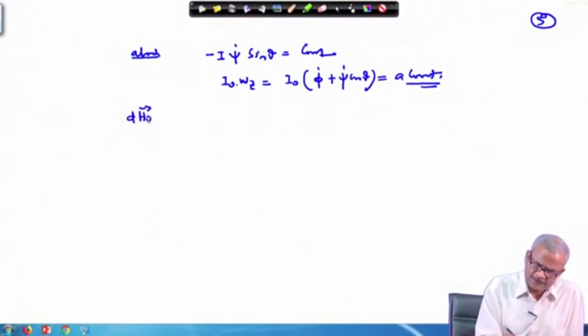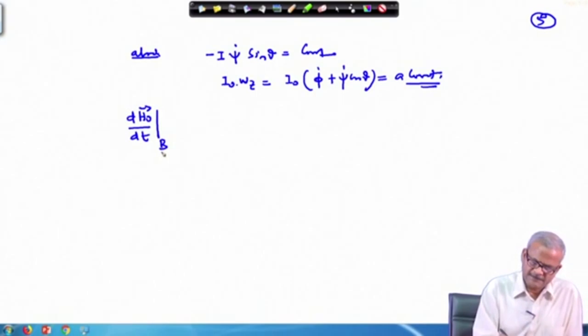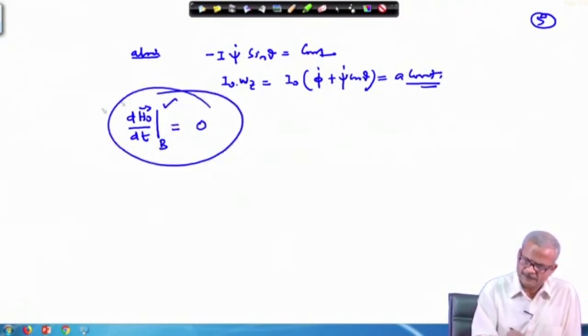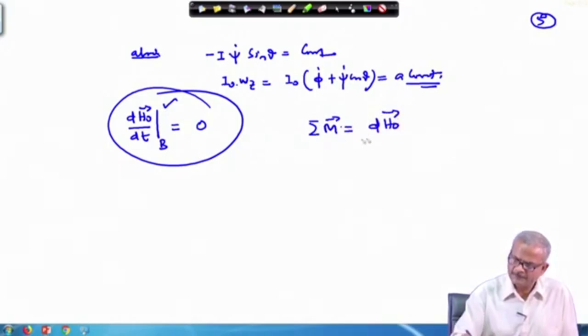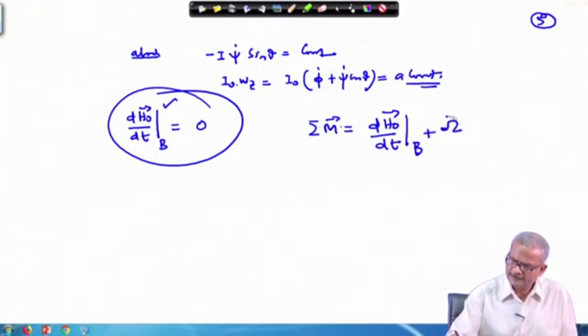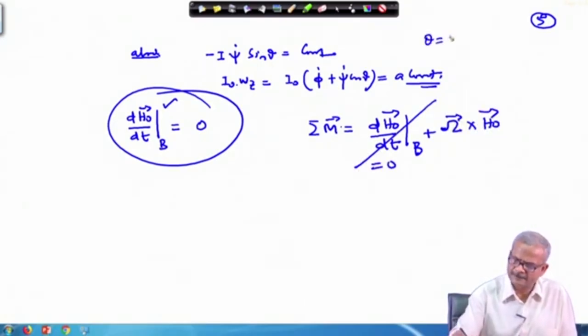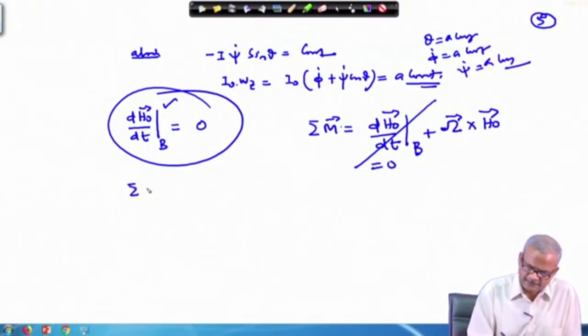Therefore, d h 0 by d t with respect to the body axis, since your h vector is constant, this quantity becomes 0. So, what is left in the equation for E m, which we have written as d h 0 by d t with respect to the body axis plus capital omega cross h 0. Here this part drops out under the condition we have mentioned, where theta is a constant, phi dot is a constant, and psi dot is also a constant. So, you see that the situation gets simplified to capital omega cross h 0.